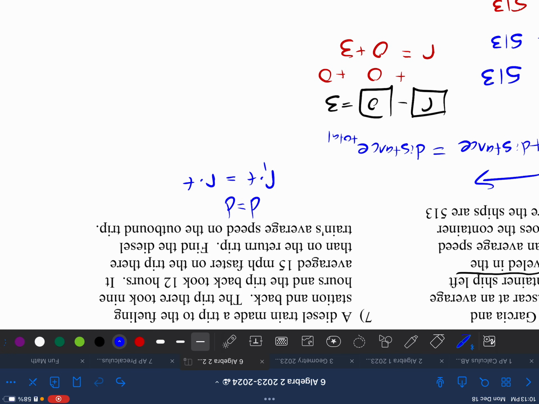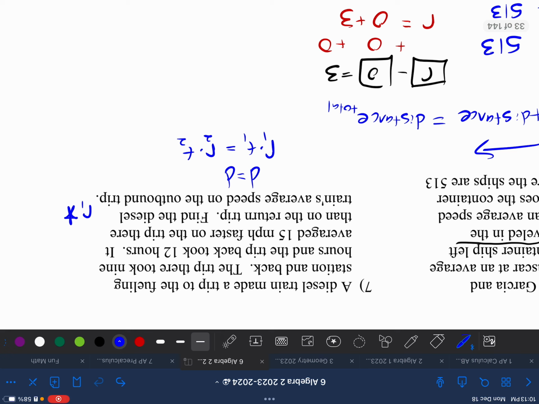So I'm going to call this one rate 1, time 1 for the trip there, and rate 2, time 2 for the trip back. So if we're trying to find the diesel train's average speed on the outbound trip, what we're really trying to find here is rate 1. So I'm going to make sure that I'm solving for rate 1 at the very end. If I accidentally solve for rate 2, I'll have to do a bit of conversion at the very end. So what do we have? The trip there took 9 hours.